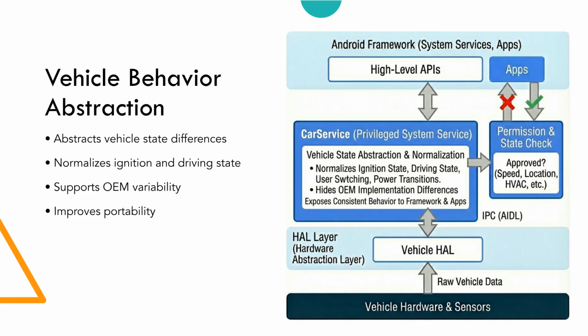Carservice also manages vehicle state abstraction. Concepts such as ignition state, driving state, user switching, and power transitions are normalized inside Carservice. The underlying vehicle implementation may vary across OEMs. Carservice hides these differences and exposes consistent behavior to the framework and apps. This abstraction is essential for portability and long-term maintainability across vehicle programs.